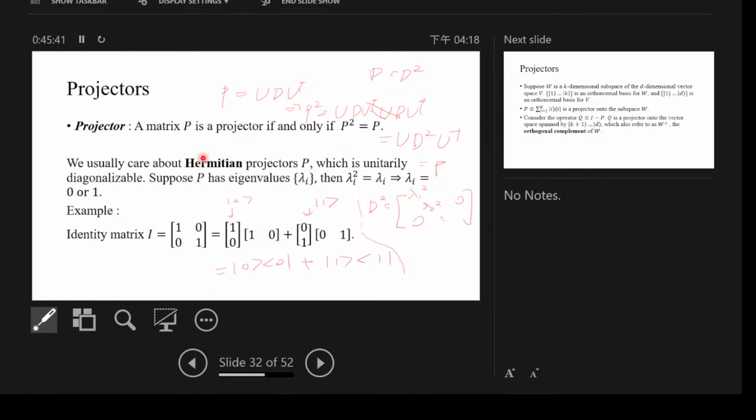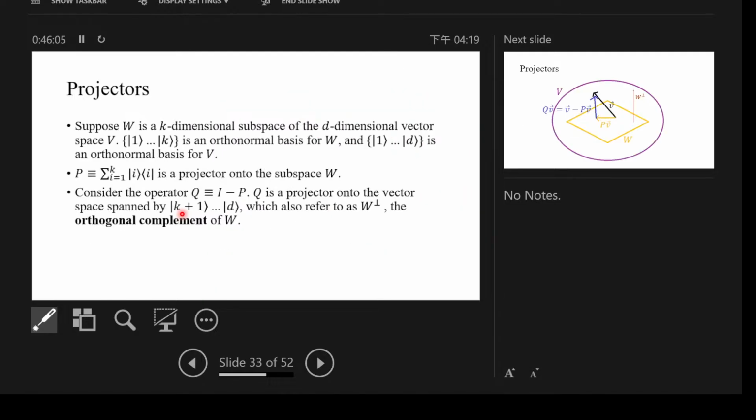An example of a projector is the identity matrix that we like a lot. This matrix with 1 0 0 1 is a projector, and you can check that identity squared equals identity. A nice thing about projectors is that we like to write them in this bracket notation: a sum over eigenvectors i, the ket of eigenvector i and the bra of eigenvector i.